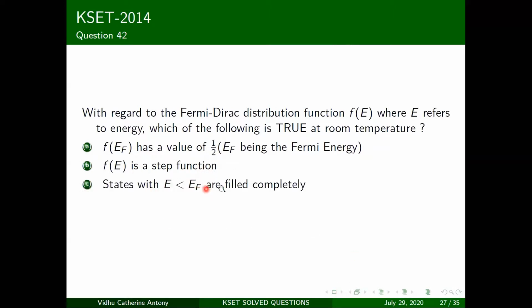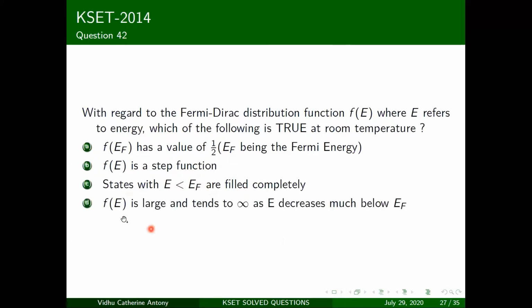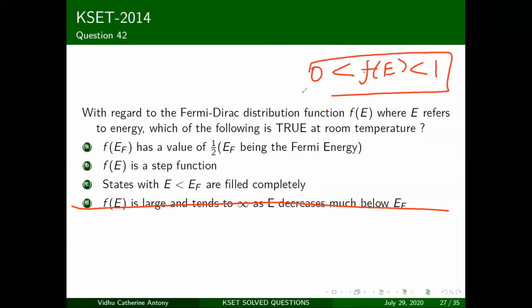States with E less than E_F are filled completely, and f of E is large and tends to infinity as E decreases much below E_F. One thing you know about a probability distribution function is that it's always between 0 and 1, so you can rule this out immediately. The last one, f of E is large and tends to infinity, is completely ridiculous because it's a probability distribution function and it cannot tend to infinity. It's always between 0 and 1.